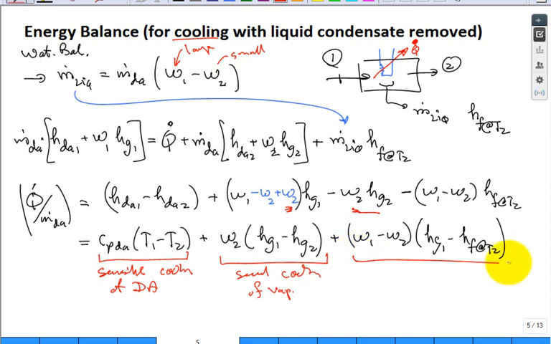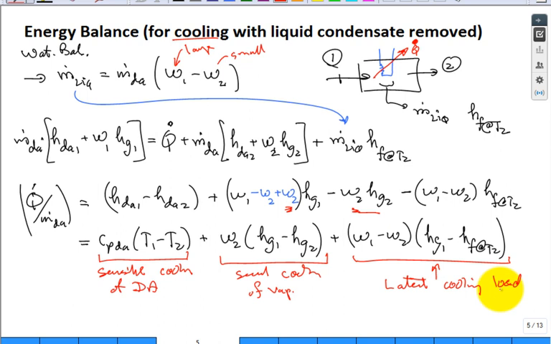What is this term? Well, it came in as Hg. What did it go out as? HF. It went in vapor, came out liquid. So this is what they call the latent cooling load.